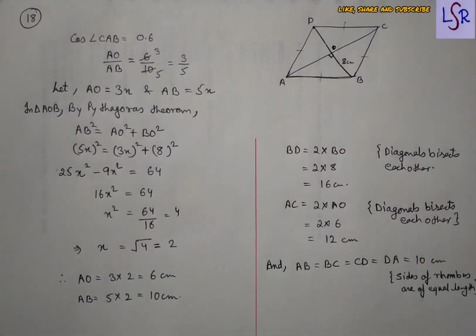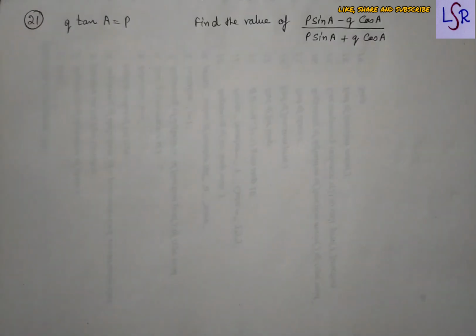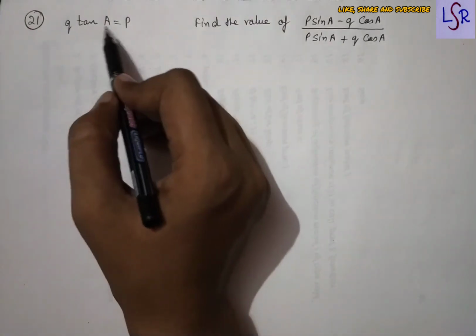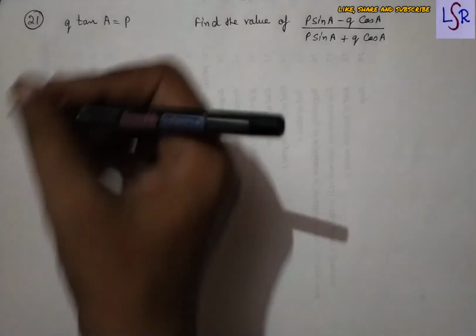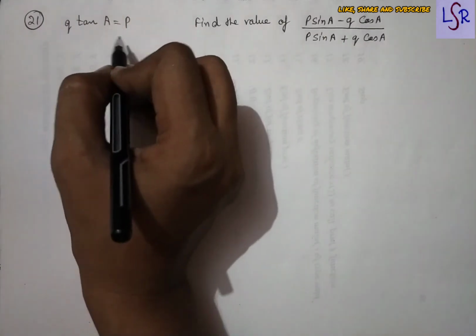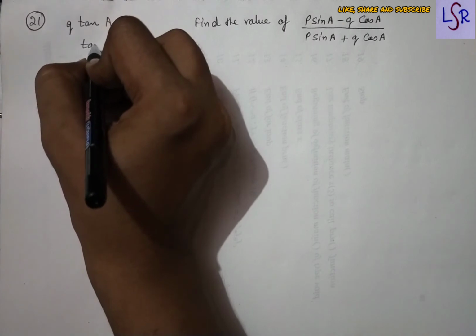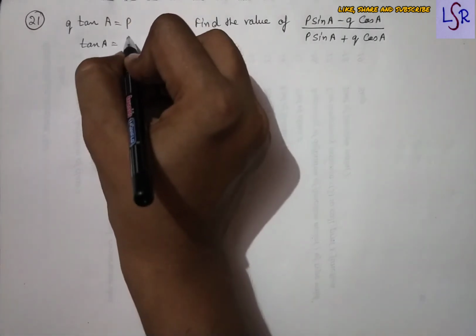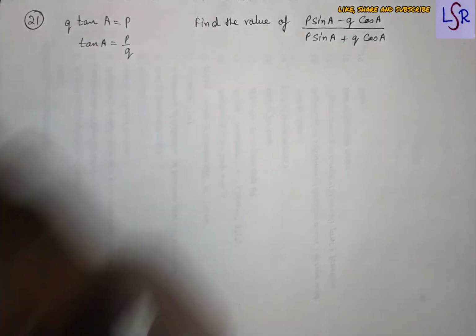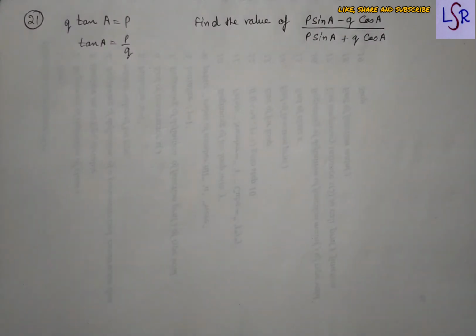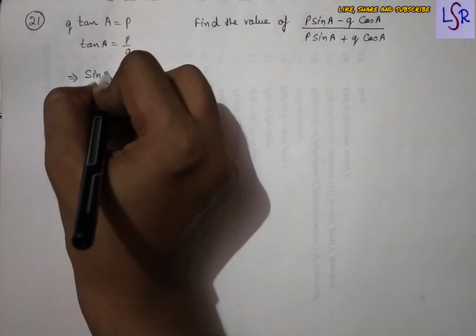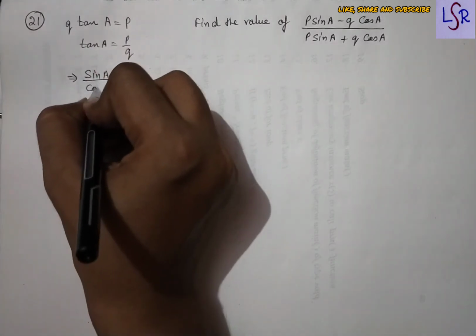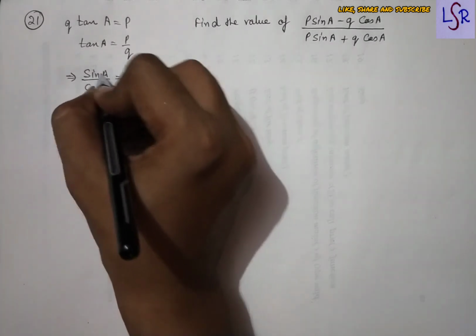Now we'll go for question number 21. Here we are having the question in which q tan A equals p, and we have to find the value of this expression. So first of all we are going to find the value of tan A from here. So tan A will be equal to P by Q. Now as we know that tan A can be written as sin A upon cos A, therefore sin A upon cos A will be equal to P by Q.